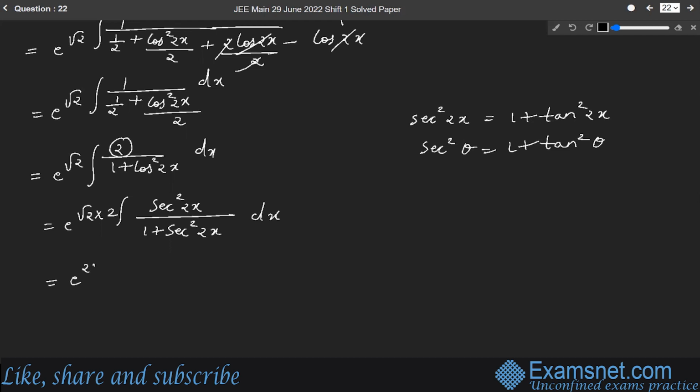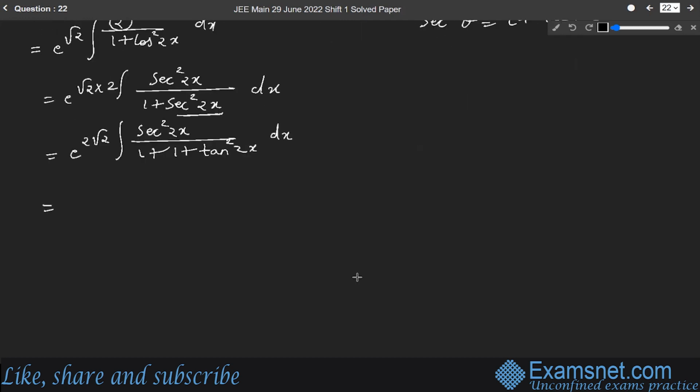So it will be e power 2 root 2 into integral of sec square 2x upon 1 plus, in this sec square 2x, we have to put the value of 1 plus tan square 2x. So it will be 1 plus tan square 2x and dx. Okay. So 1 plus 1 will be 2. So this will be e power 2 root 2 into integral of sec square 2x divided by 2 plus tan square 2x and dx. This is the simplified form.